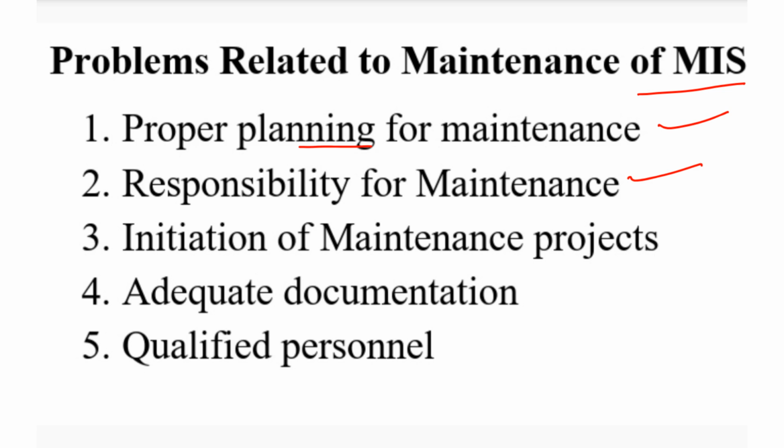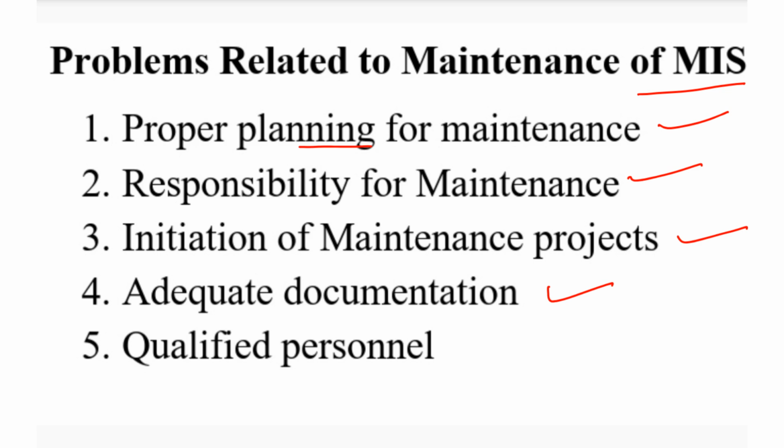Second one is responsibility for maintenance. Specific responsibility for maintenance should be assigned to a supervisor or a concerned person, and that person should take care of controlling the maintenance activities at regular intervals. You should not delay, you should not deviate, you should not change it. Then third will be initiation of maintenance projects. The maintenance activities may be initiated by error reports or a user change request. So when some mistake happens or any user requires any changes, at that time the initiation of maintenance will start.